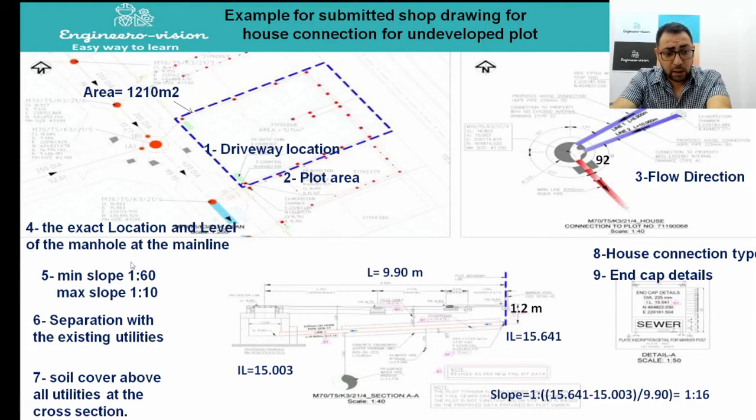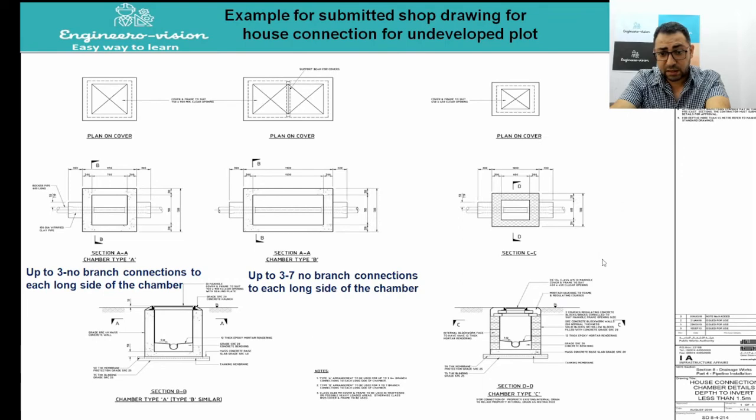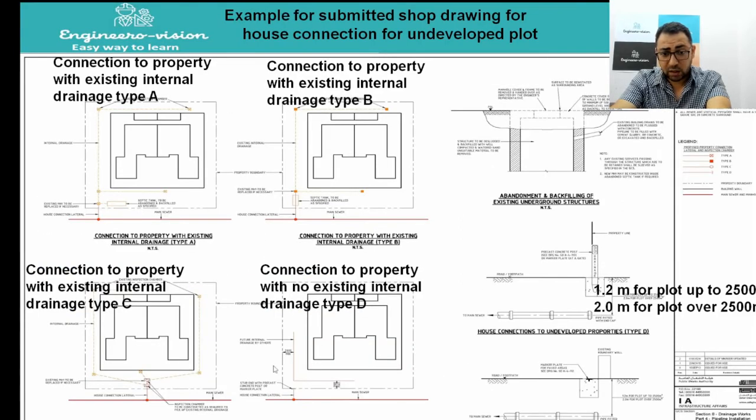We need to check the separation with the existing utilities, and the soil cover above all the utilities. We need to check the house connection type, which will definitely be type D, as we saw in the previous slide. See here, connection to property with no existing internal drainage, type D, and this is what I said regarding the plot area. It's less than 2500 square meters, so that connection should come at 1.2 meter.